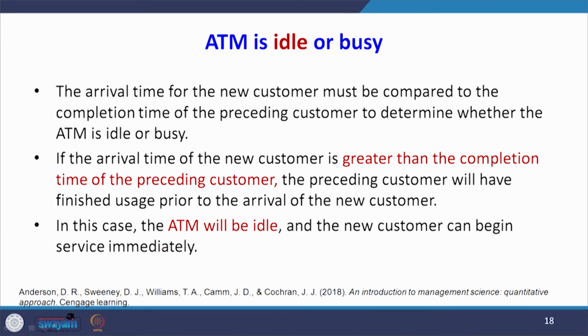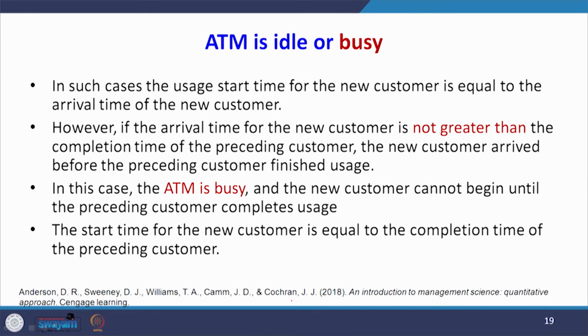For example, on the 30th minute, one fellow has used the ATM. So, the next arrival time is say 32. What has happened? After the 30th minute, that ATM is free, but the next customer is entering only on the 32nd minute. So, for 2 minutes this ATM will be idle. In such cases, the usage start time for the new customer is equal to the arrival time of the new customer. That means when the ATM is idle.